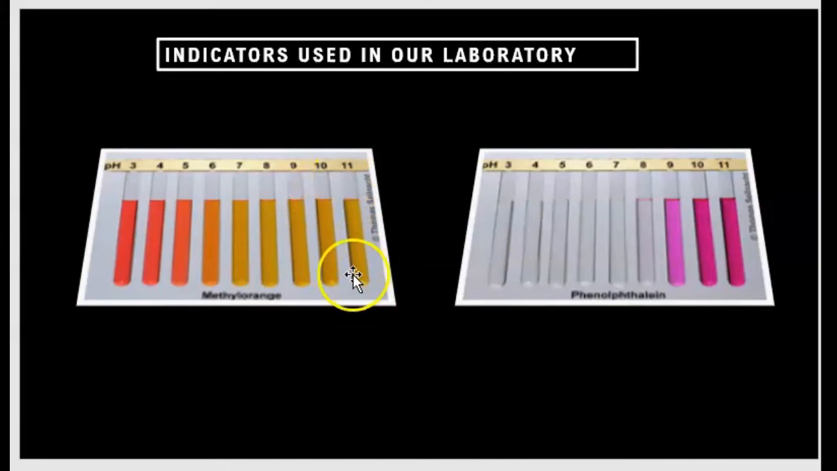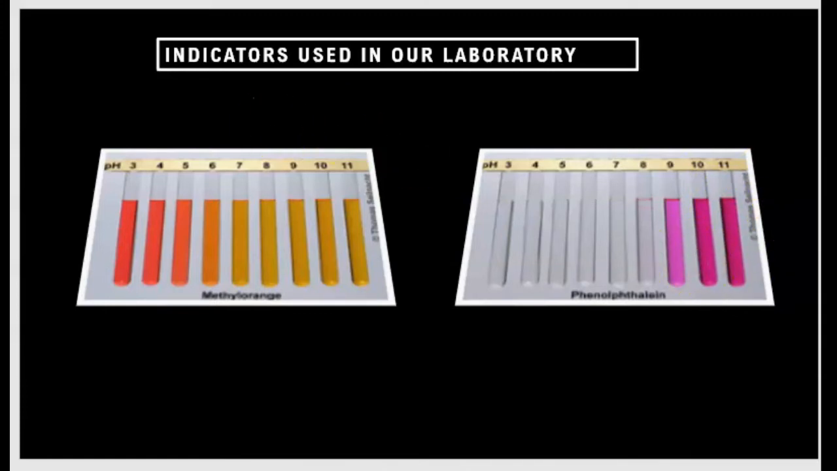In base or in alkalis, the methyl orange changes its color to yellow, and in the case of phenolphthalein, it gradually develops a pink color. You can see here from 8 to 11 a gradual increase in the intensity of the pink color. When the pH is 11, you can see here it's a dark pink color.